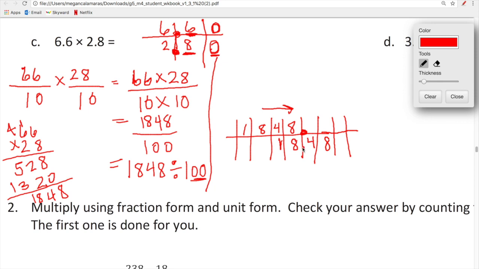It's fine. Okay. So when we shift each of these digits over to the right two place values, we get 18.48. And that should be our final answer there. Cool? Okay, so now we've done that in fraction form. Let's do it in unit form. I'm just going to erase this so we have some more room.